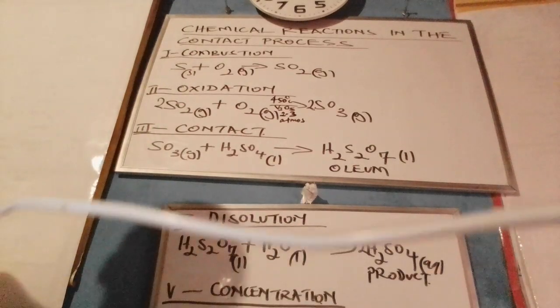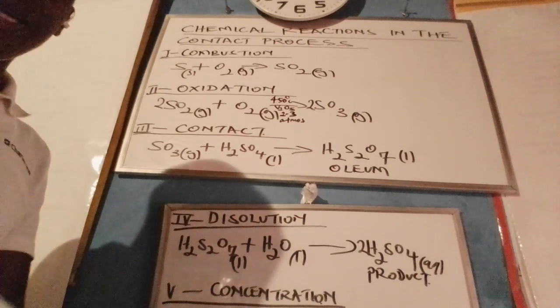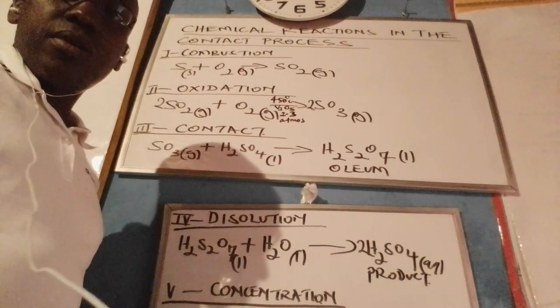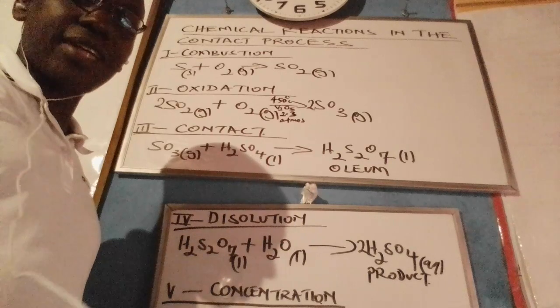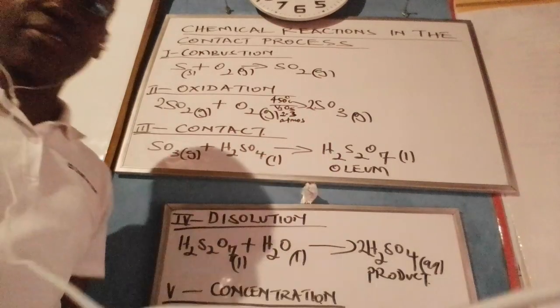Now, to be able to produce sulfuric acid, the first process is the combustion of sulfur. And when sulfur is burnt in air, through combustion, it forms sulfur dioxide. Now, the sulfur dioxide gas formed is not a suitable dissolvable agent for production of sulfuric acid. We therefore have to oxidize it in order to form the required agent, which is sulfur trioxide.